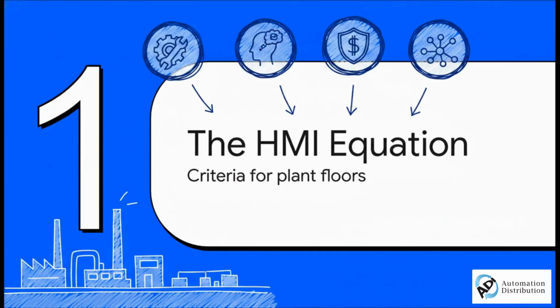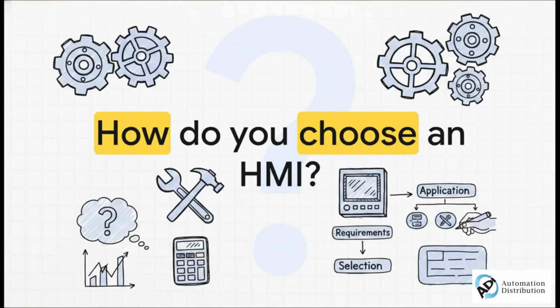Okay, Section 1, the HMI selection equation. These are the 4 essential criteria for the plant floor. Now, you might be wondering, how do you actually go about choosing an HMI? Well, selecting an industrial HMI isn't just about picking out the prettiest, most high-tech screen, it's a really careful calculation. The absolutely crucial point here is starting with the right practical questions before you ever even glance at a spec sheet. Seriously, if you start with the spec sheet, you're already working backwards. You have to start with the reality of your specific application.